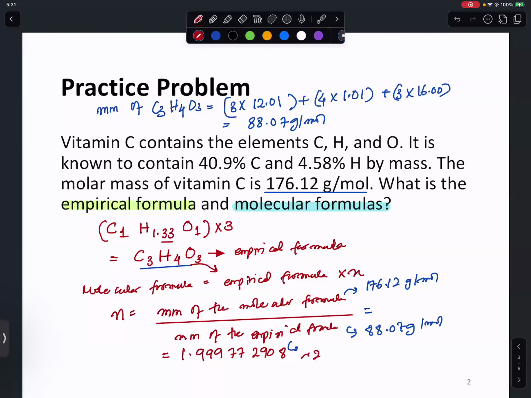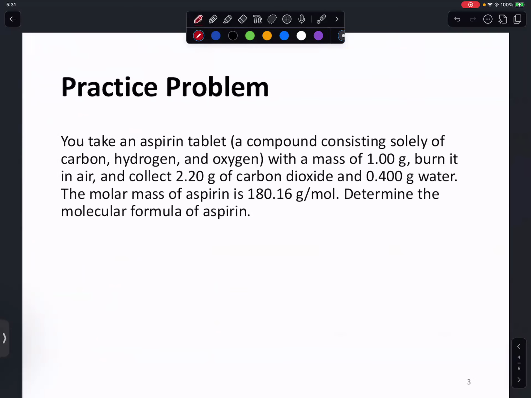So in this case, I will multiply. So to determine, I can write here, molecular formula is the C3H4O3 times 2. So I will get here C6H8O6.